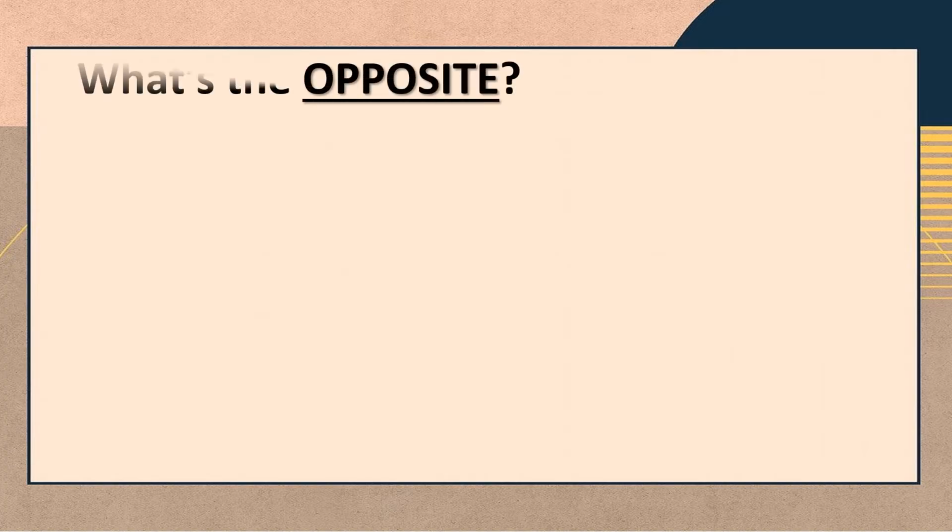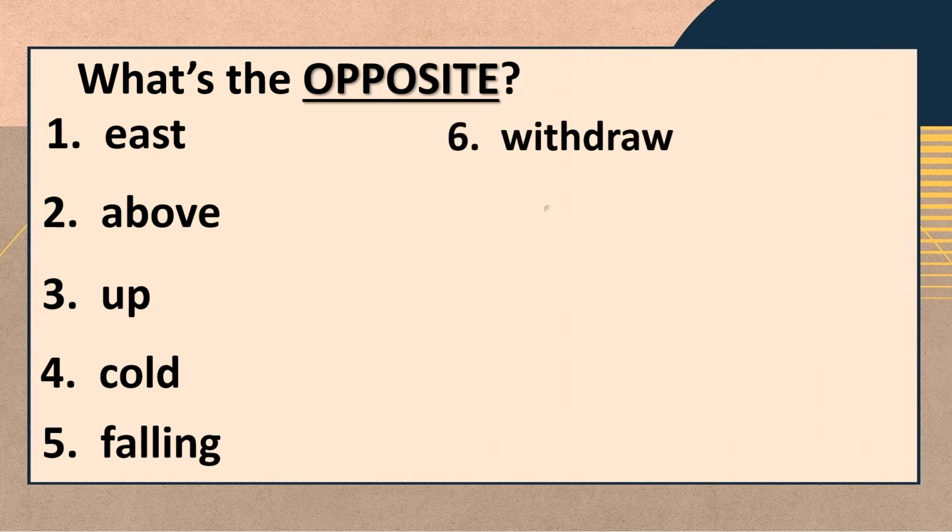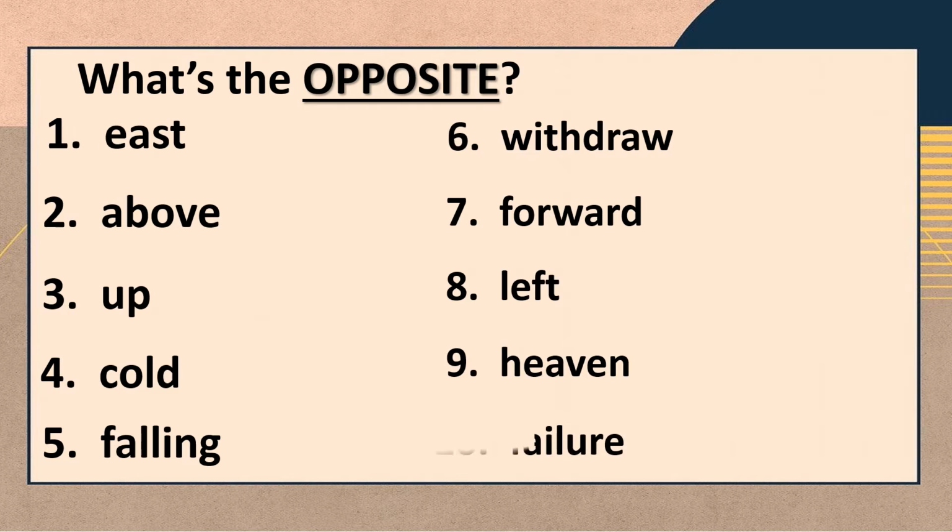Let's start with the activity, what's the opposite? We have the words is, above, up, cold, falling, withdraw, forward, left, heaven, and failure. So from these words, let's identify their opposite.